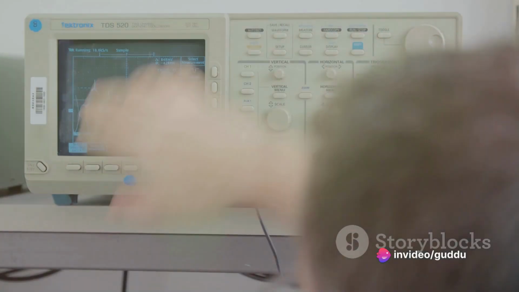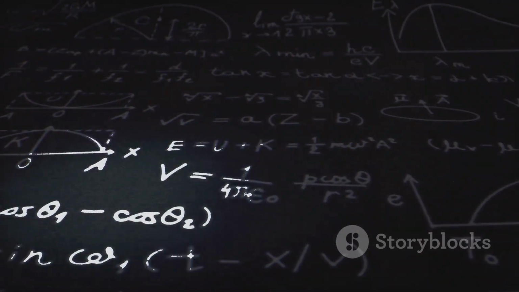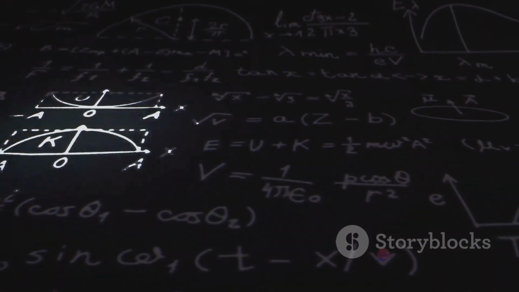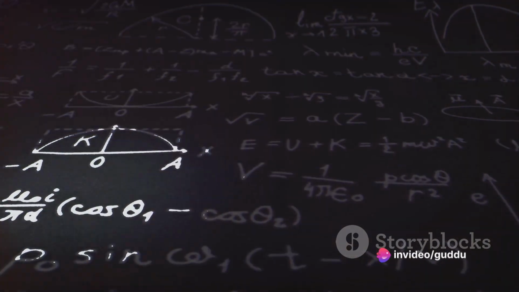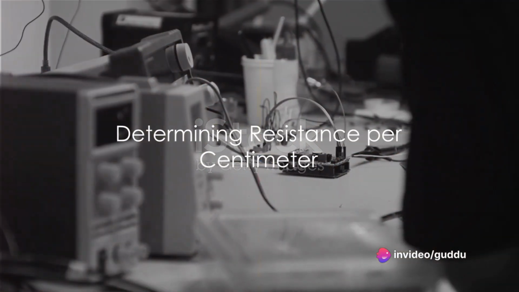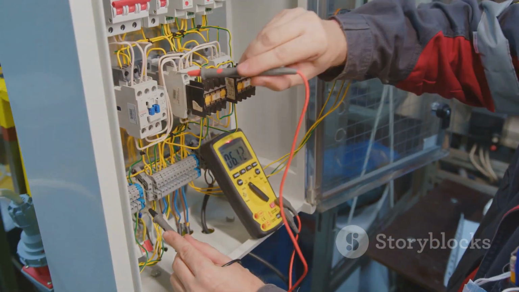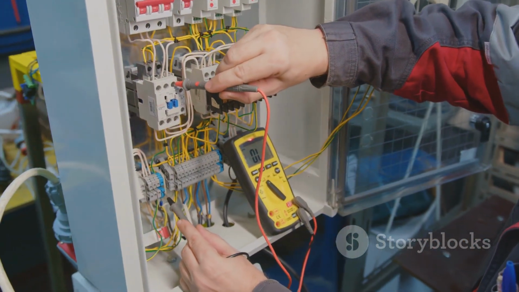Start by connecting the wire to a meter bridge. Then, adjust the jockey until the galvanometer reads 0. Note down the lengths on both sides of the bridge wire and use the formula for balance condition to calculate the resistance. Next up is a fascinating activity to determine resistance per centimeter of the wire by plotting a graph of potential difference versus current.